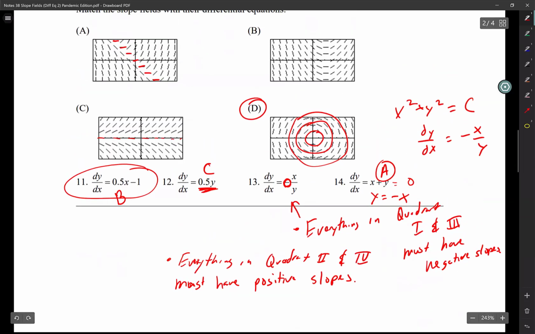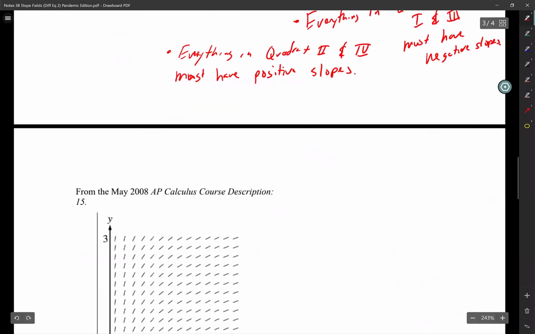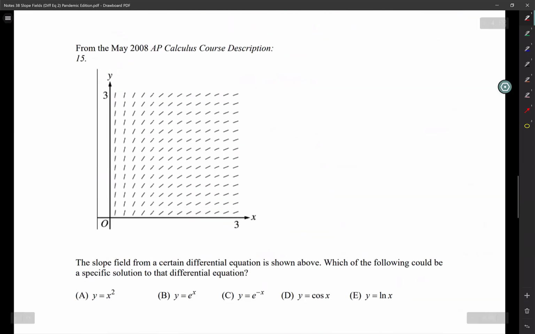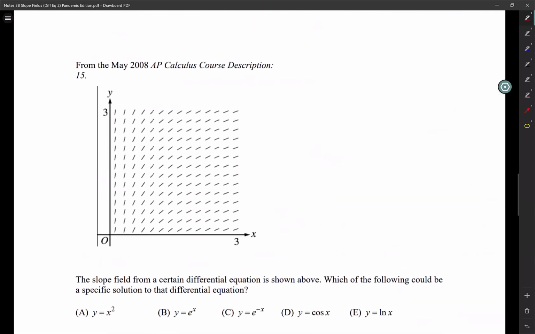Are we understanding this, guys? Because I can't tell right now if we're getting it or not. Okay. All right. This is from the 2008 AP exam. Tiff, we're feeling pretty good? We got it all stone cold?